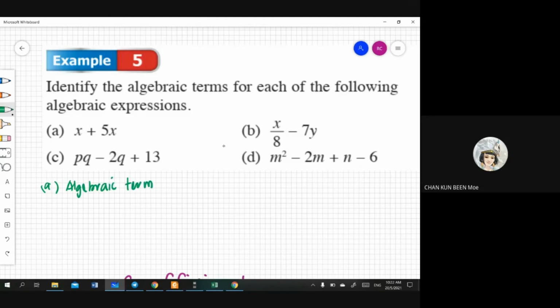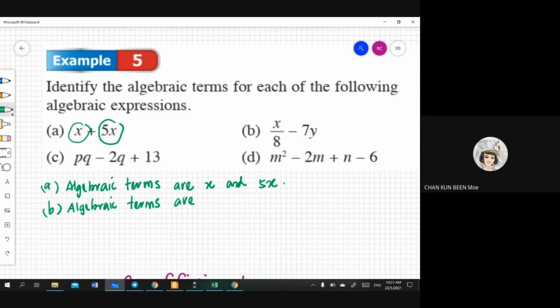The algebraic terms, I write down first. The algebraic terms are... Okay, so let's solve it together. Over here, we know the x is an algebraic term. So x and 5x are also algebraic terms. Whereas for b, you observe x over 8 minus 7y. So what could be the algebraic terms for the algebraic expression there?